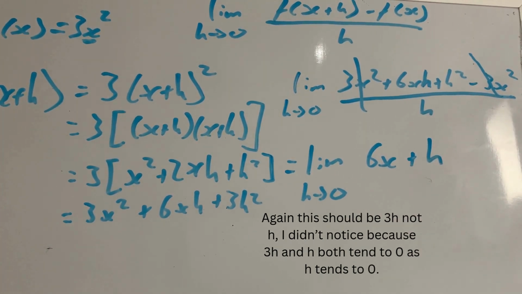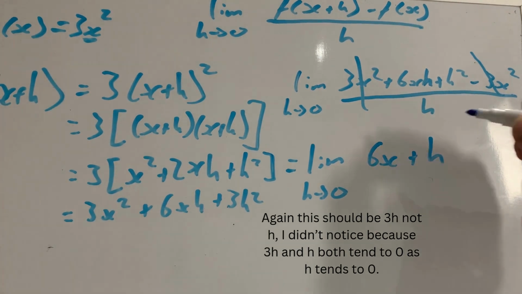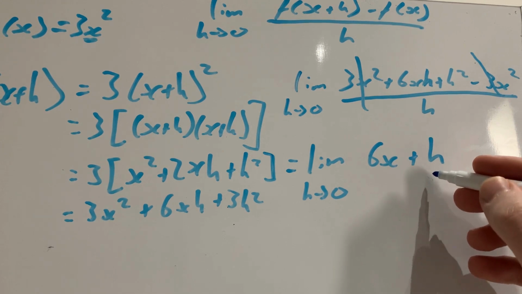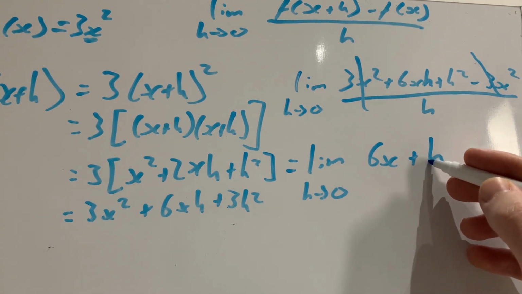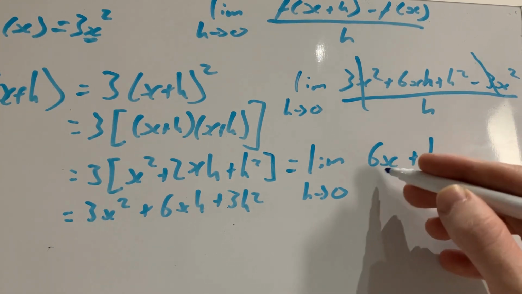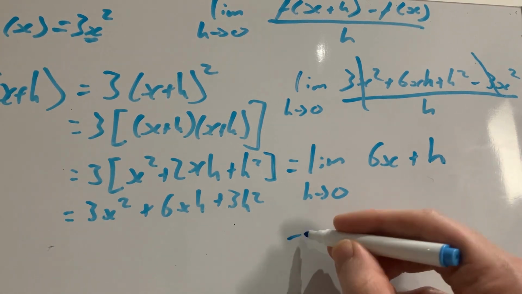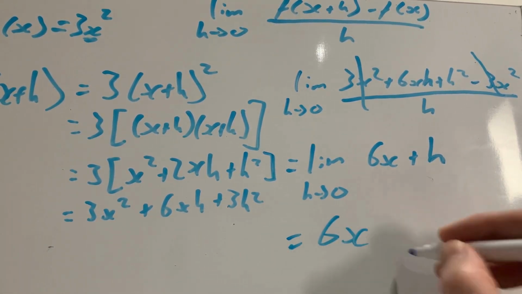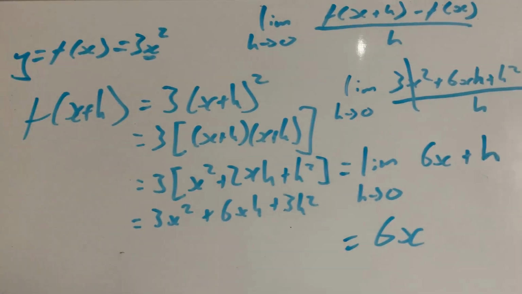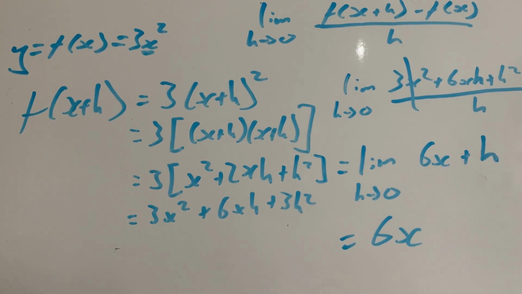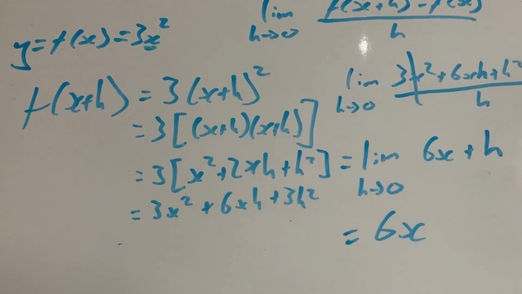So we've got the limit as h tends to 0 of 6x plus h. And I think it's clear that as h gets closer and closer to 0, 6x plus h is going to get closer and closer to 6x. Okay, so we're left with 6x. So what we've done is we've shown that the derivative of 3x squared is 6x by first principles.